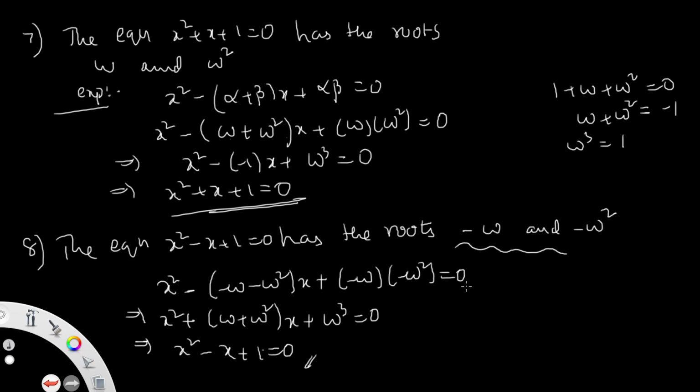Whereas x square plus x plus 1 equal to 0 has the roots omega and omega square. That is, the first equation x square plus x plus 1 equal to 0 has roots omega and omega square, whereas x square minus x plus 1 equal to 0 has the roots minus omega and minus omega square. If there is a minus sign, the roots are minus omega and minus omega square; if plus x is there, omega and omega square. These are objective type questions.